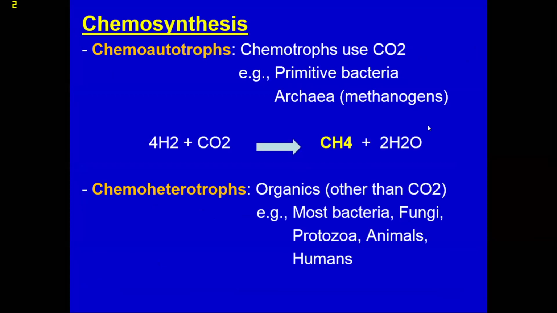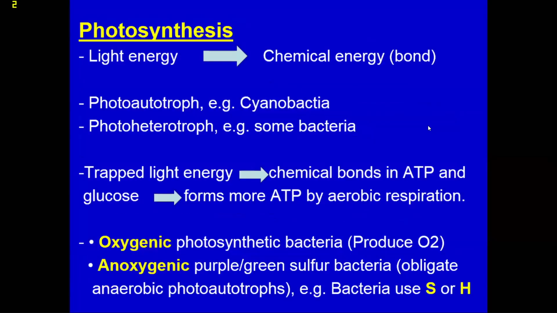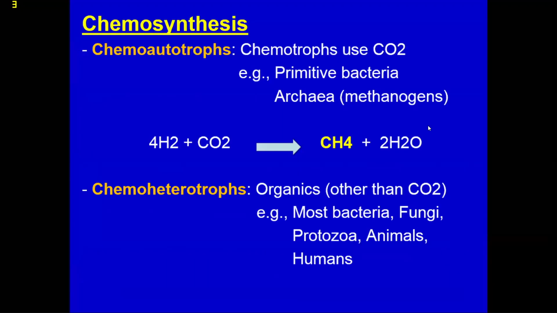Let us go into chemosynthesis. We have spoken about photosynthesis, now chemosynthesis. Chemo means chemicals, auto means CO2, so chemotrophs use CO2. Example: primitive bacteria, archaea. I am sure you have heard in the first lectures about archaea.